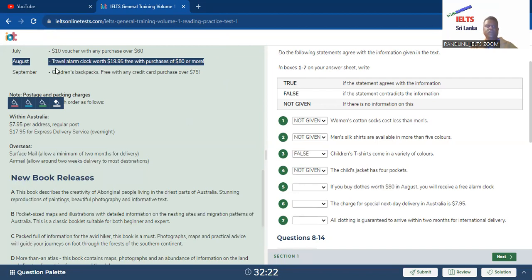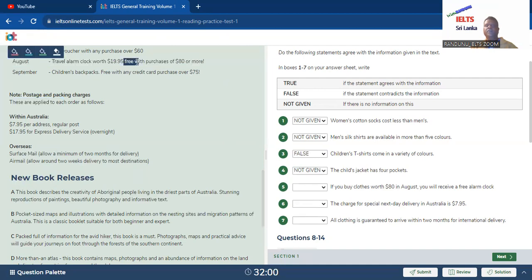Yes, it's true. Travel alarm clock worth $19.99. Free with purchase of 80 or more. If you buy 80 or more, they give an alarm clock worth about $20. But they give it free. The value is given, but they are giving it free for you. So it is same idea, no? There's no difference. So it is true.